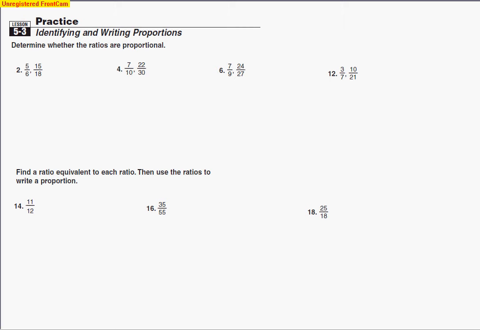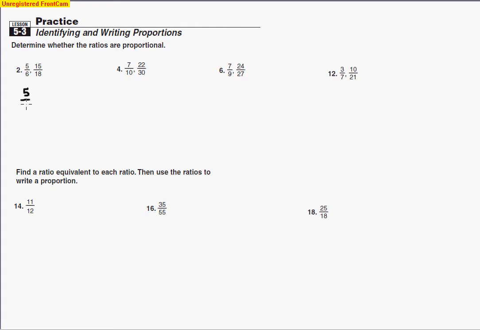These are examples from the homework practice workbook for chapter 5, section 3. So the first set of directions asks us to determine whether the ratios are proportional. And so the way we're going to end up doing that is we're going to take those two ratios and we're going to compare them.